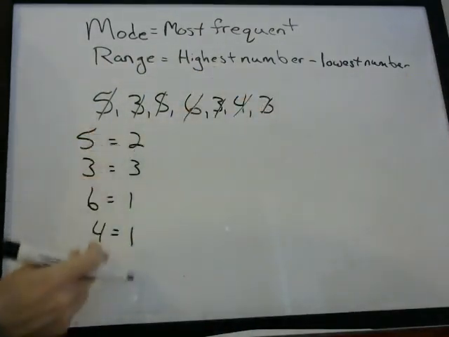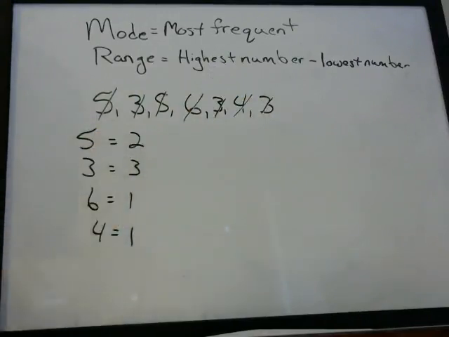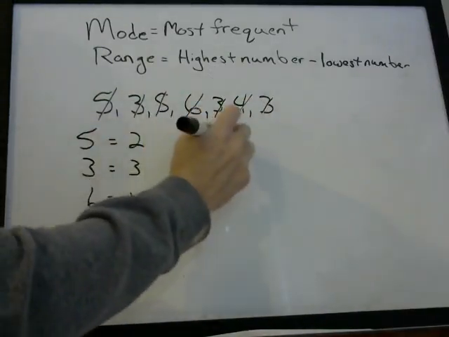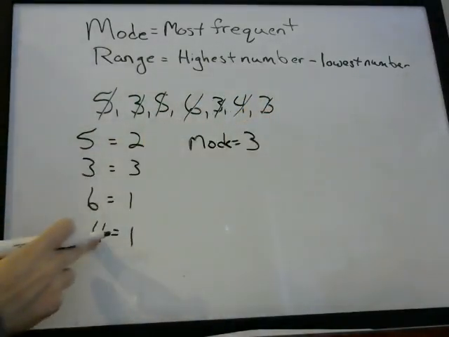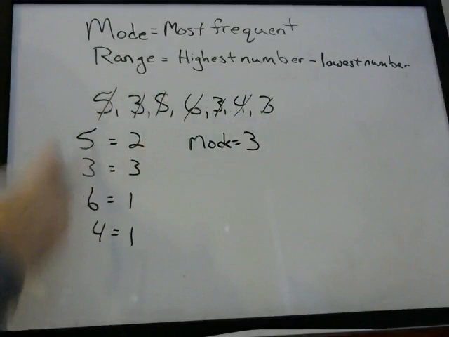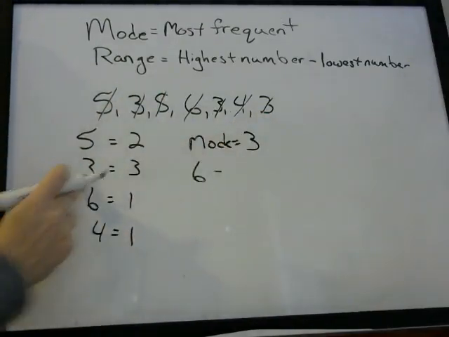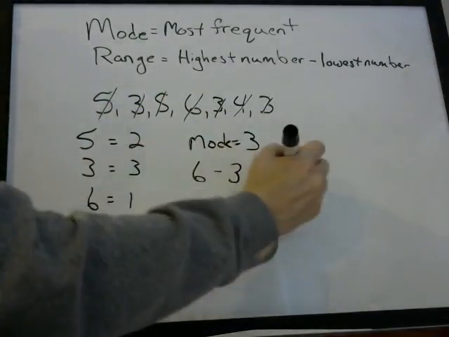So I'm putting equal signs here, but obviously it just means equals how many times they occur. So what is their mode? Well, the one that occurs the most is the 3. So the mode is 3. What is the range? Well, our highest number is the 6, and our lowest number was 3. So the range is 3.